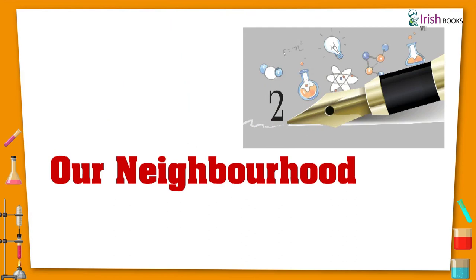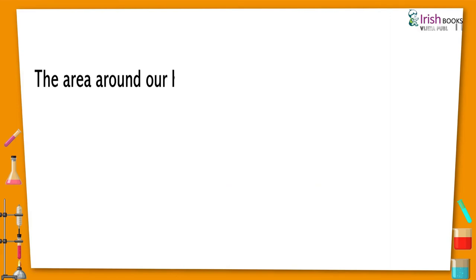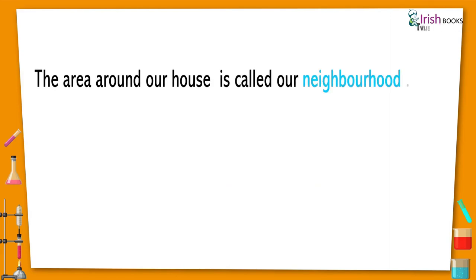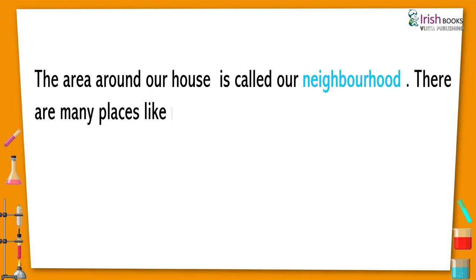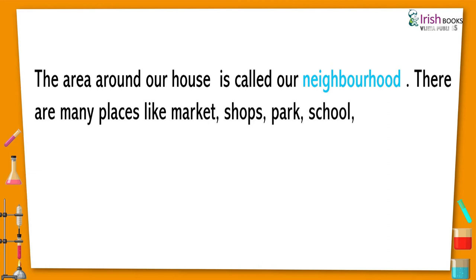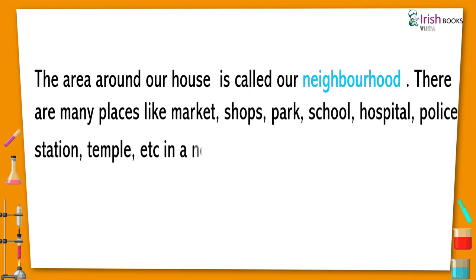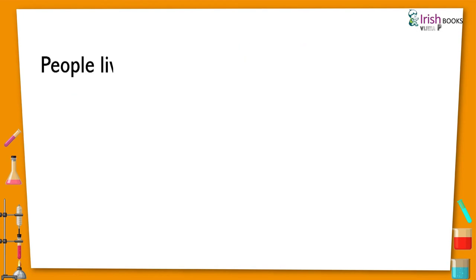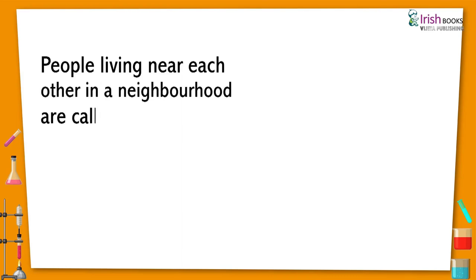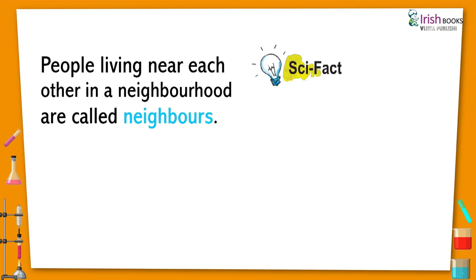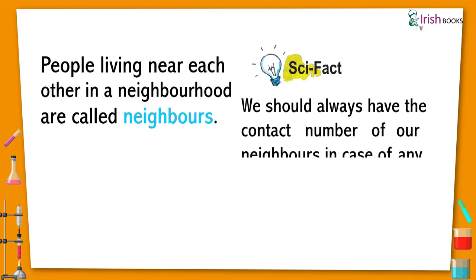Chapter 2. Our neighborhood. The area around our house is called our neighborhood. There are many places like market, shops, park, school, hospital, police station, temple, etc. in our neighborhood. People living near each other in a neighborhood are called neighbors. Scientific fact. We should always have the contact number of our neighbors in case of any emergency.